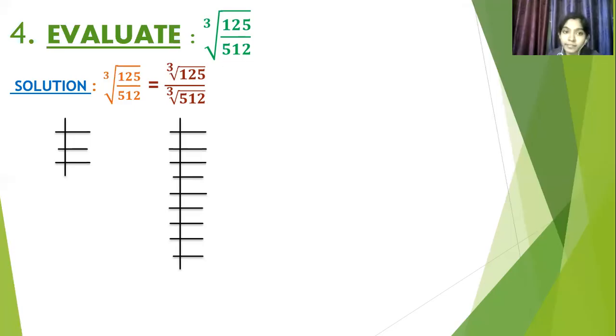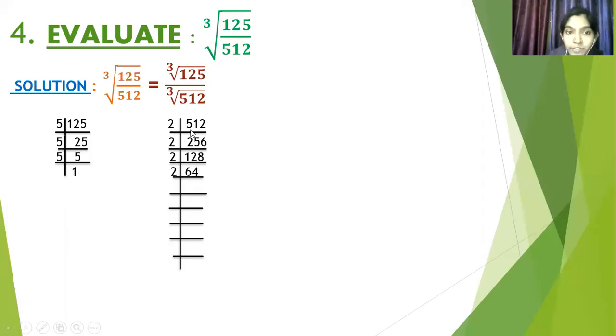Again, we will take the separate cube root of 125 and 512. So again, in 125, the one's place is 5, so it will be divisible by 5. So 5 2s are 10, 5 5s are 25, again 25, 5 5s are 25, 5 1s are 5.